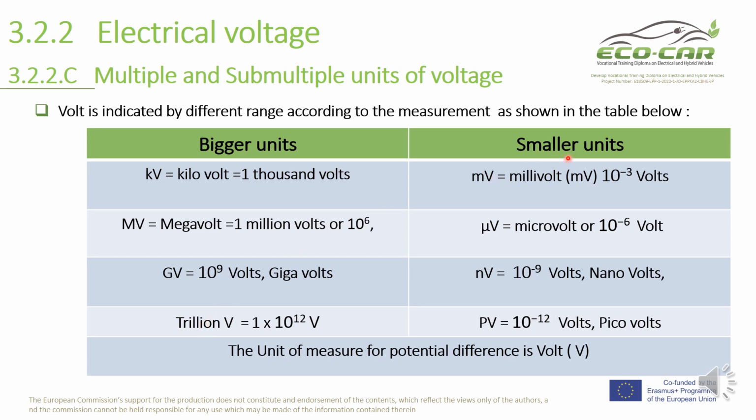But for smaller units of voltage, we have millivolts, 10 to the minus 3 volt, microvolt, 10 to the minus 6 volt, nanovolt, 10 to the minus 9 volt, and picovolt, 10 to the minus 12 volt. So these are many values for the units of voltage, bigger units and smaller units.